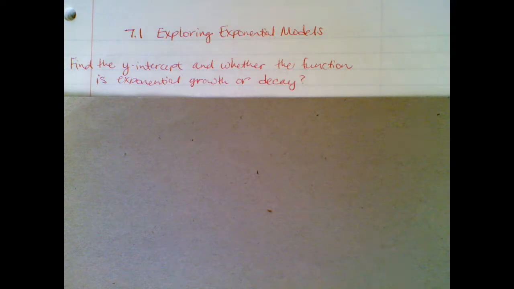Hello, we're going to take a look at Chapter 7, Section 1, which is Exploring Exponential Models. The first type of problem we're going to take a look at is asking us to find the y-intercept and whether the function is an exponential growth or decay one. So for this first example, we have y equals 12 times 0.95 to the x power. So to start off with, we could take a look at the graph.